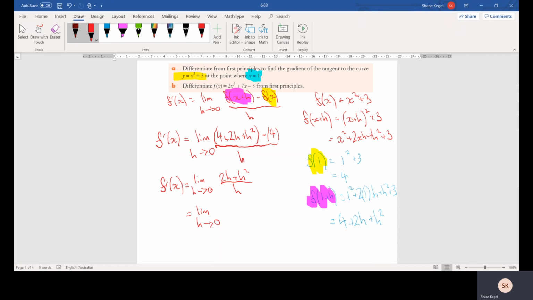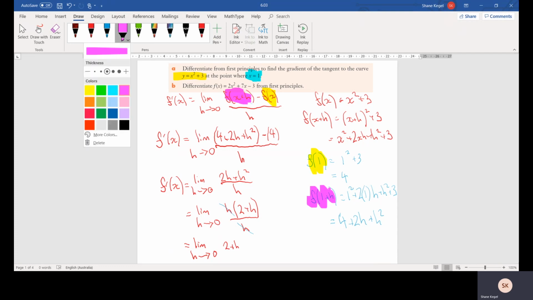As you notice, I'm keeping the limit in. So let's bring the h out the front, and then I'll have h times 2 plus h over h, which means my h's are common now. I can then cancel them out, and I simply get the limit as h approaches 0 of 2 plus h. Okay, at this point, I now need to factor in the fact that my h is approaching 0. So essentially, h becomes 0.